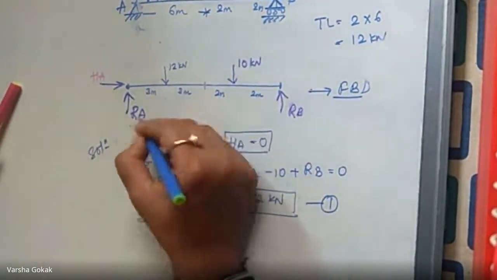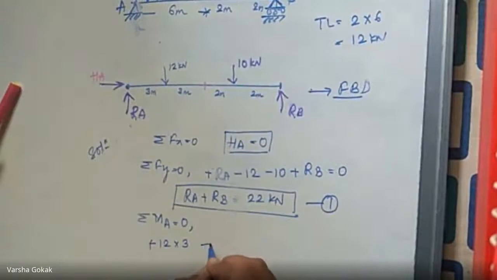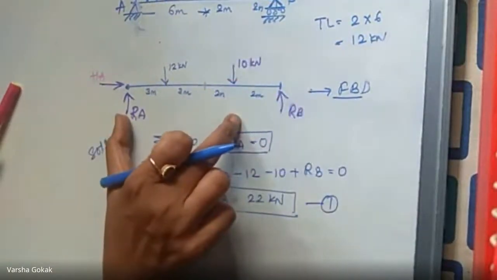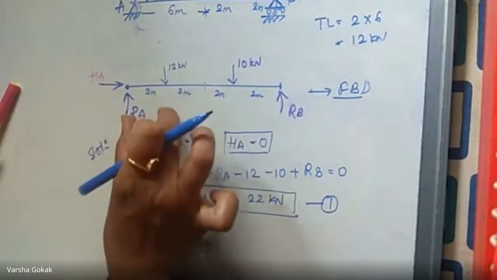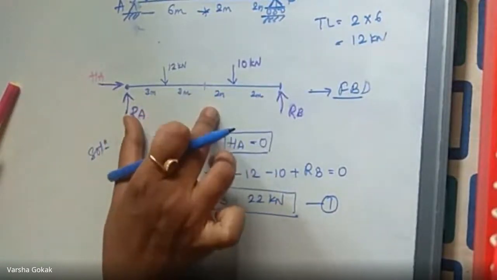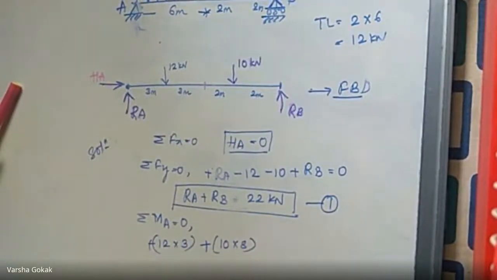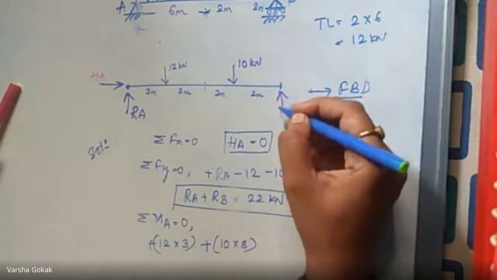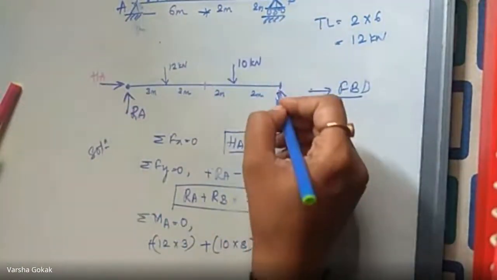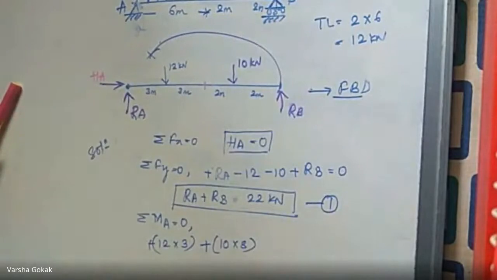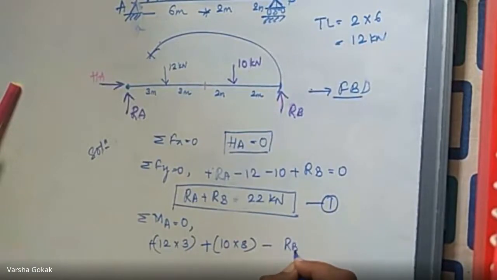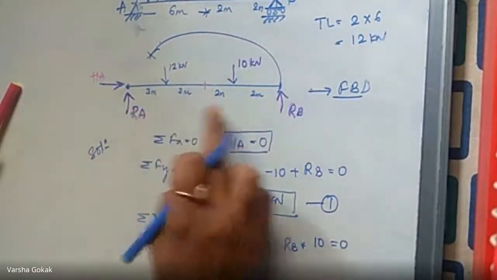Now this is clockwise or anti-clockwise? Clockwise. It is plus. So plus 12 into 3. Next, 10 into this distance also is going to be clockwise. So 10 into what is this distance? 3 plus 3 plus 2. So 3 plus 3 is 6, plus 2 is 8. So plus 10 into 8. Correct? Then I have RB. RB into the span. And RB will give me clockwise or anti-clockwise? Anti-clockwise. So minus RB into total span, which is 6 plus 4, 10. Equal to 0.